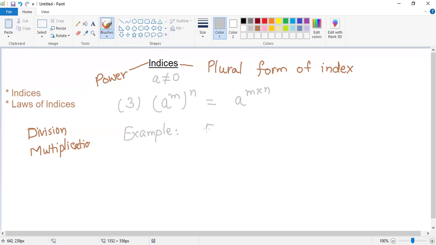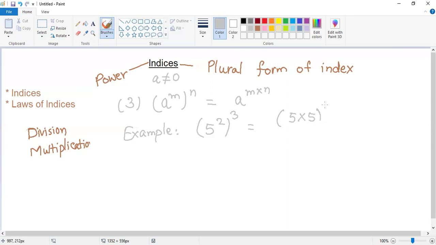So if you have, suppose, 5 power 2 and then power 3. If you remember the rules of brackets, we're going to do the operations inside the bracket first. So you have 5 two times. What are you going to do? You are going to write 5 two times.